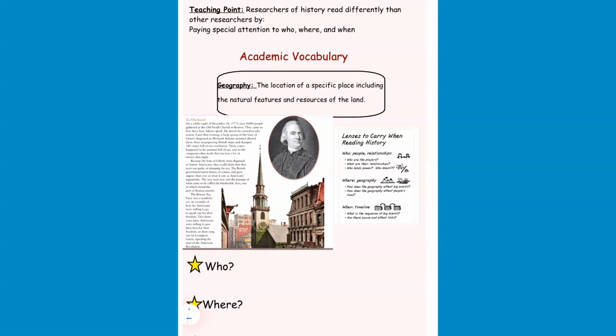I will model this work for you using Tea Troubles, the text that we've been reading for Read Aloud, and we have a new section. As I'm reading today, I'm going to be using this chart to help me, the lenses to carry when reading history. So let's give it a go.